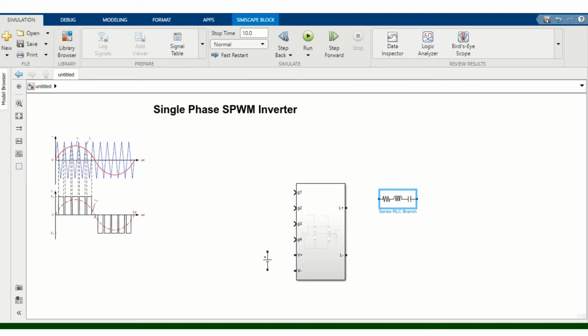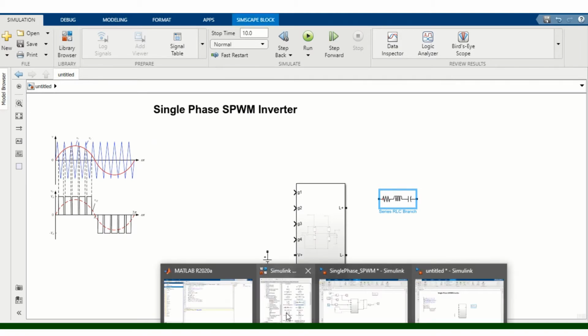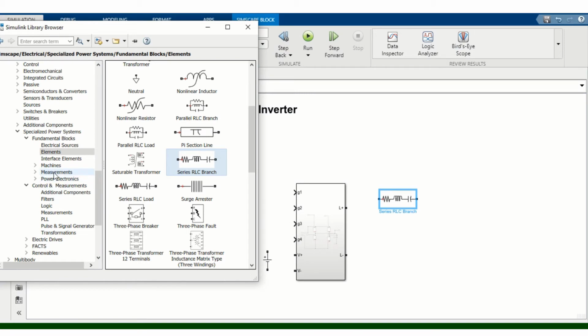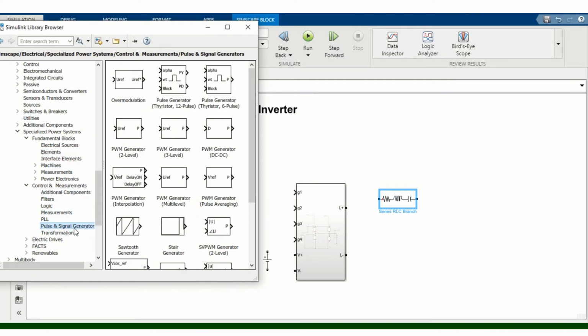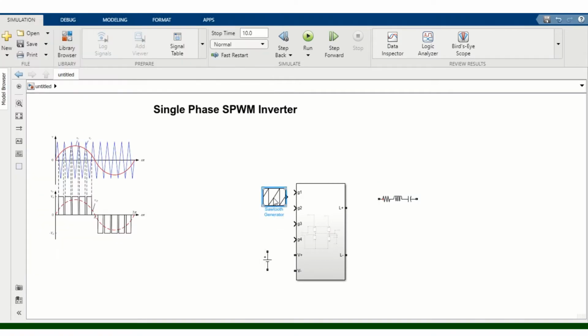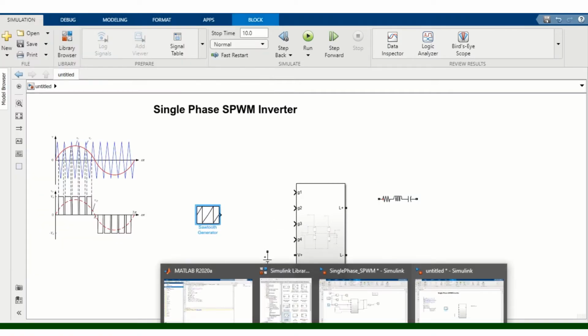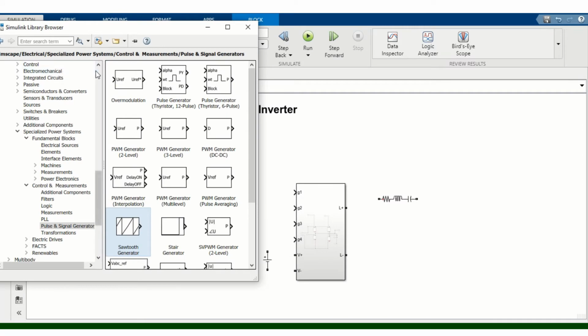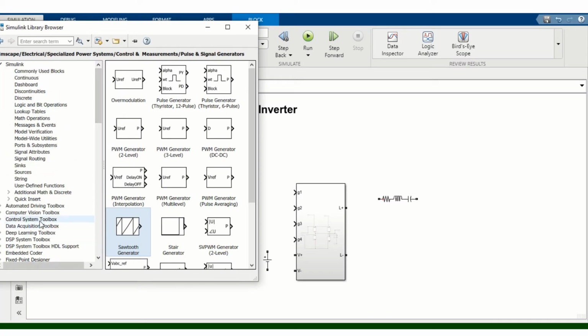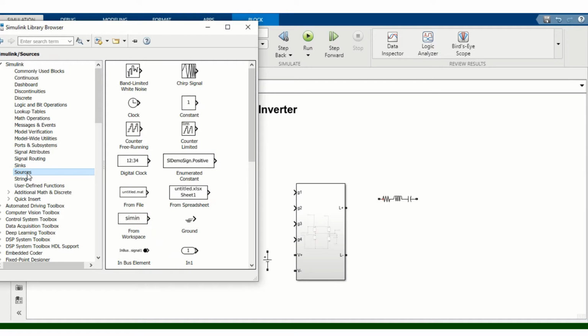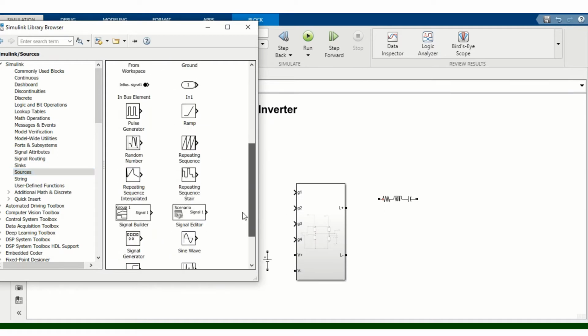Now we have to generate this using a sine wave and a triangular wave. In the specialized power system block, in control and measurement, there is a pulse and signal generator, there is a sawtooth generator. So I have included that sawtooth generator. Then I will include a sine wave generator also here. Again in Simulink sources there is one sine wave generator.